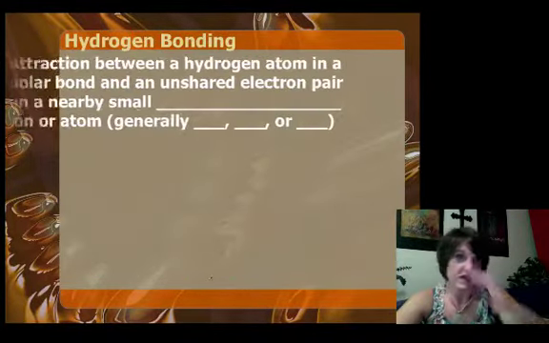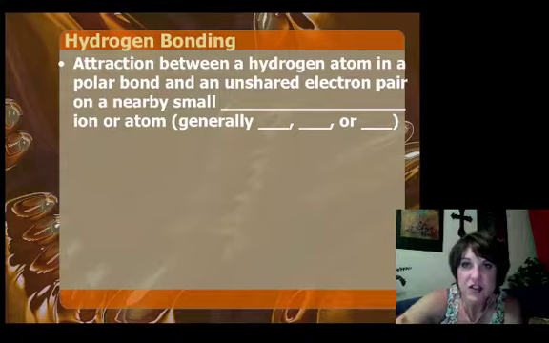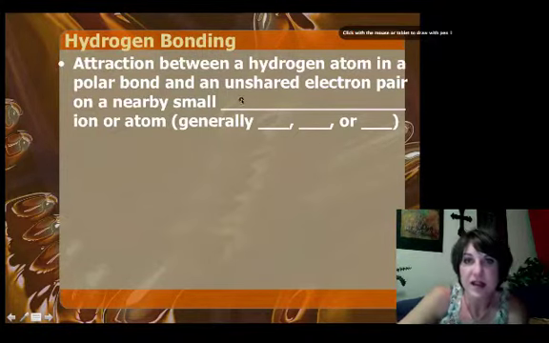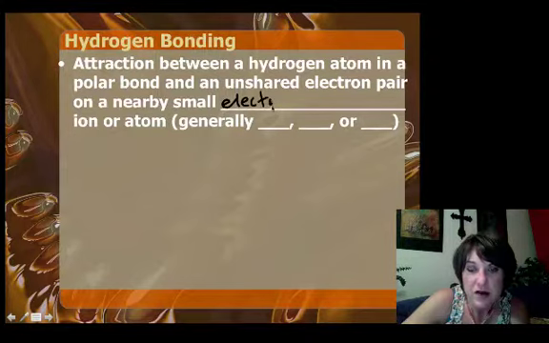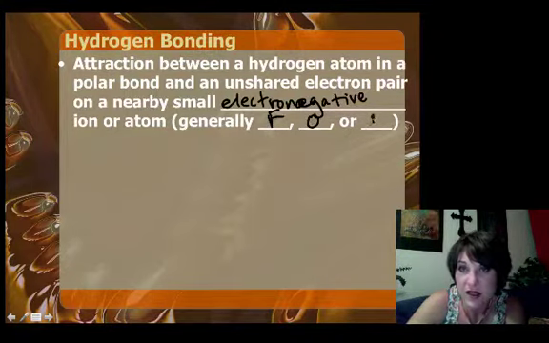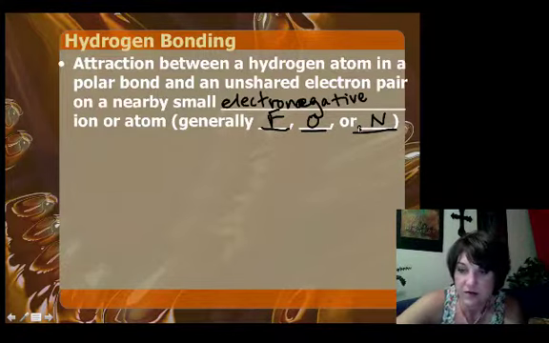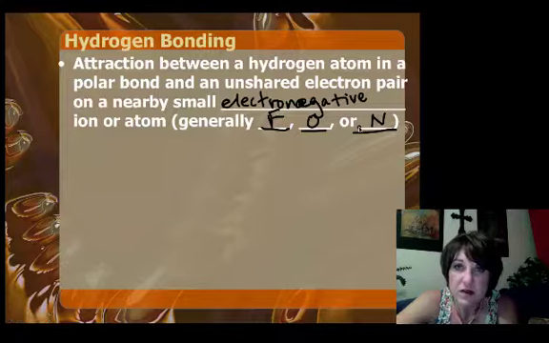Now let's look at hydrogen bonding. The attraction between a hydrogen atom in a polar bond and an unshared pair of electrons on a nearby small electronegative ion or atom is going to result in hydrogen bonding. And typically by small electronegative atoms, we're talking about fluorine, oxygen, and nitrogen. So like ET, phone, home, yep, those are the three things. F-O-N, phone. Fluorine, oxygen, and nitrogen. If you don't have those for the hydrogen to be attracted to, then you're not going to have a hydrogen bond.